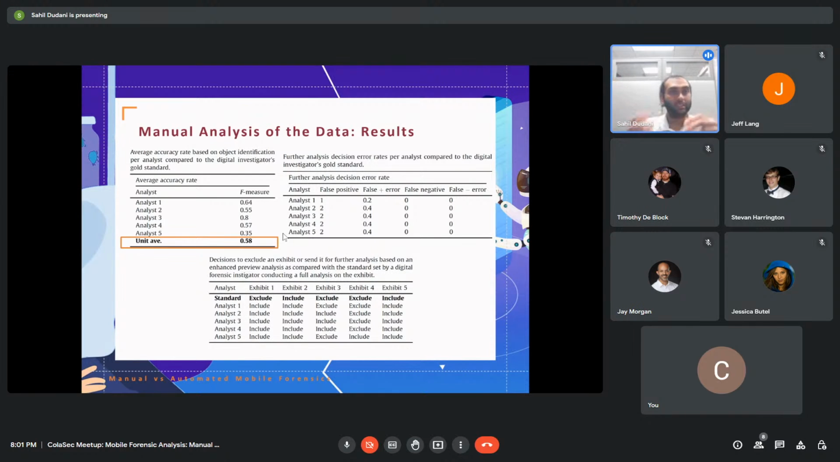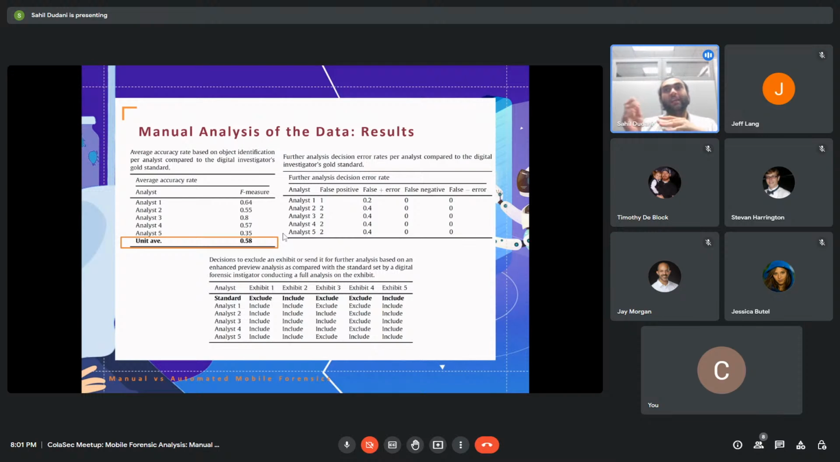They had just include and exclude, and even in that case they had a unit average of 0.58, or you can say 58% accuracy of decision making in terms of artifacts or evidence for child exploitation cases. And that's pretty low, because only a 58% chance of classifying a certain artifact correctly is not right, because somebody's life might be at stake. You might be exonerating someone falsely, or you might be convicting someone falsely, and that's not right. So that's why we'll compare it with our machine learning results.